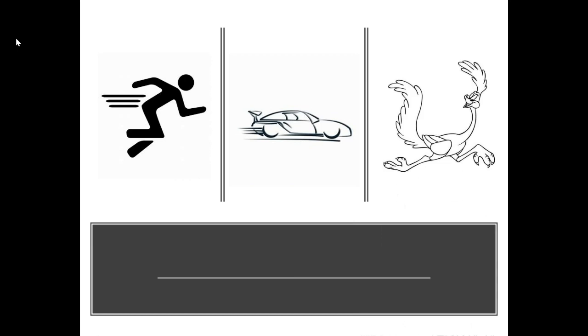Next group of pictures, what do you notice or see? I notice or I see. Well, in the first picture, I notice a person is running very quickly. In the next picture, I notice a speeding car. In the third picture, I notice a roadrunner bird, which I know is very fast. So how are these pictures the same or similar?